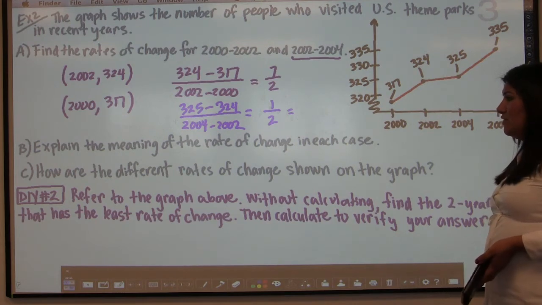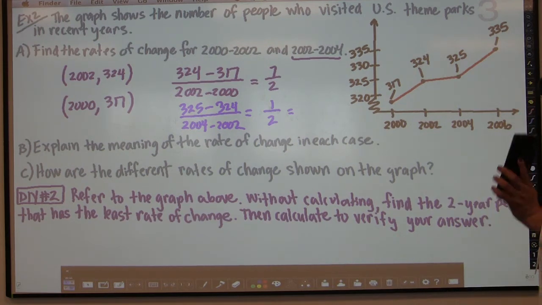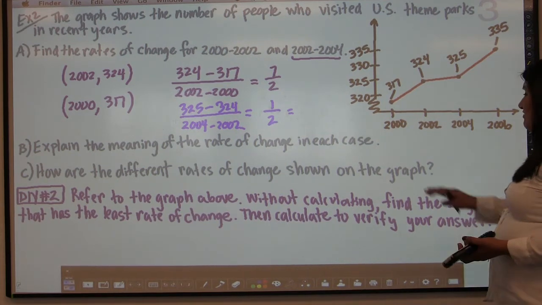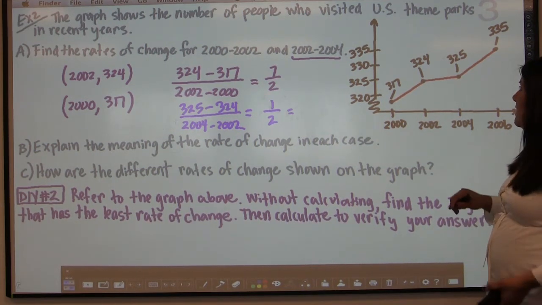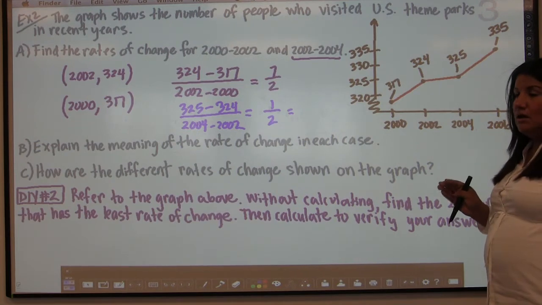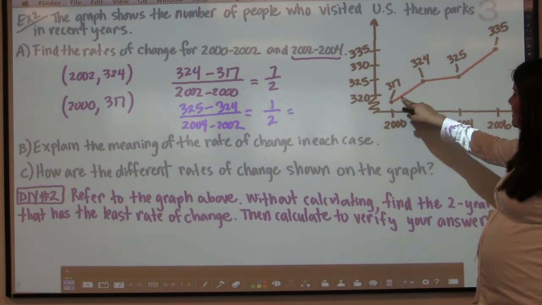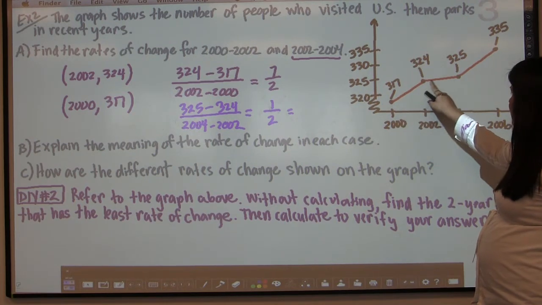Part C: how are the different rates of change shown on the graph? And that I will tell you. I don't have space to write the answer out, but you can write it in your notes. It is by the steepness of the line segment. So we can see that this line segment is steeper than this line segment.